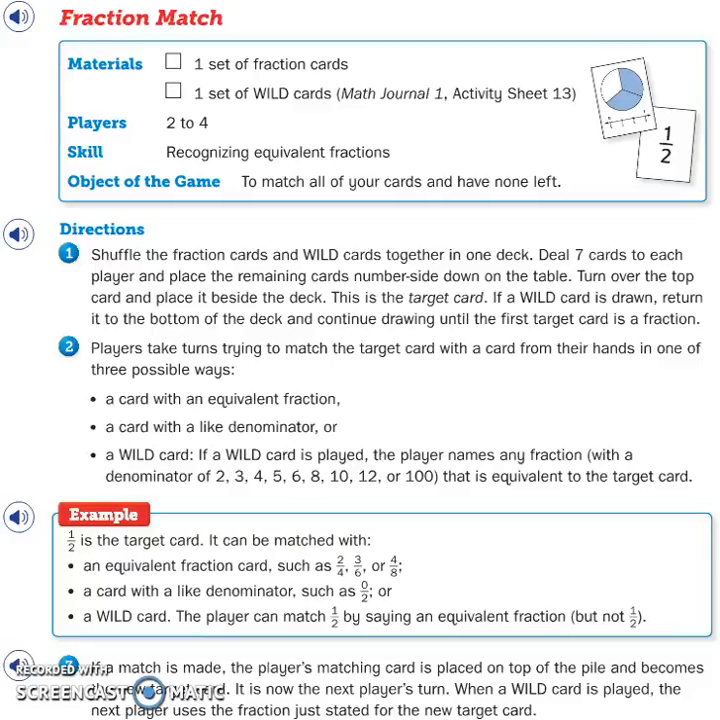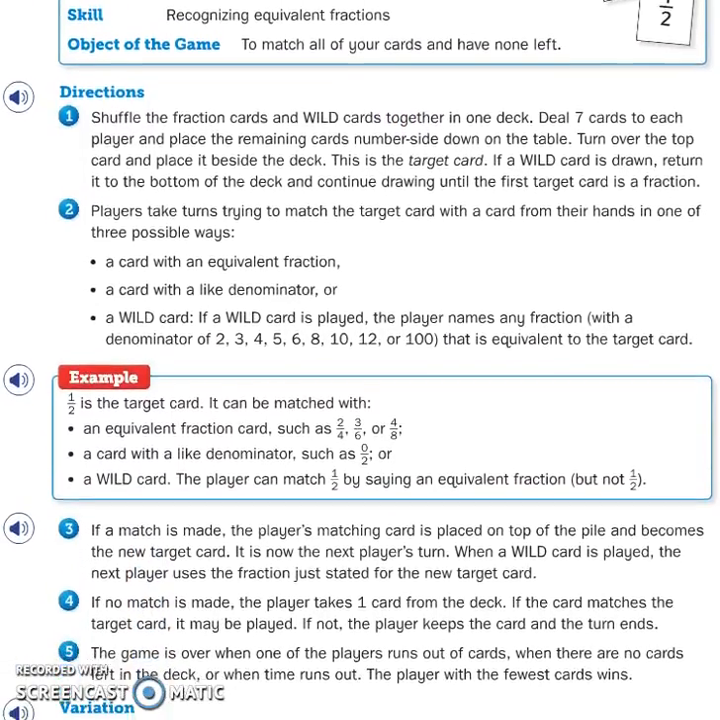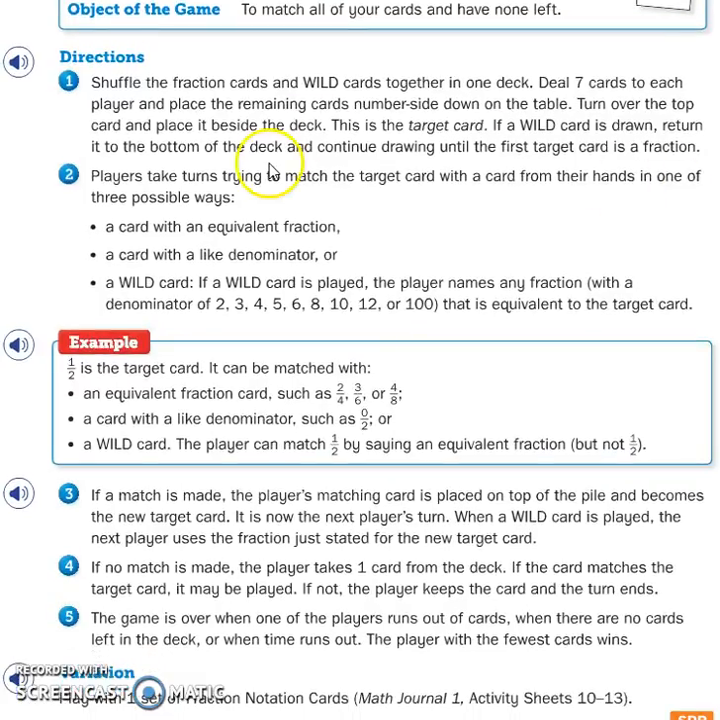Hi there, 4th grade. We are going to play a math game called Fraction Match. If you ask me, this is very similar to traditional Uno, if you've ever played that, where you're matching cards from a pile. You will need one set of fraction cards, one set of wild cards, and a couple players to play this with you. And again, we are working on equivalent fractions in this game. Here's how you get started.